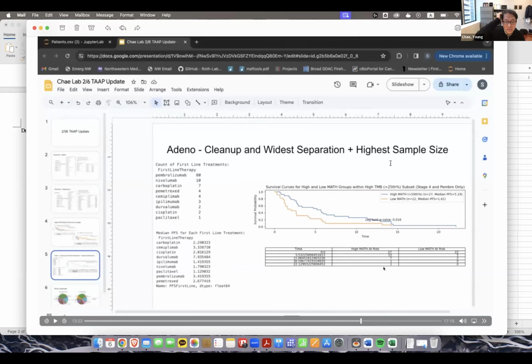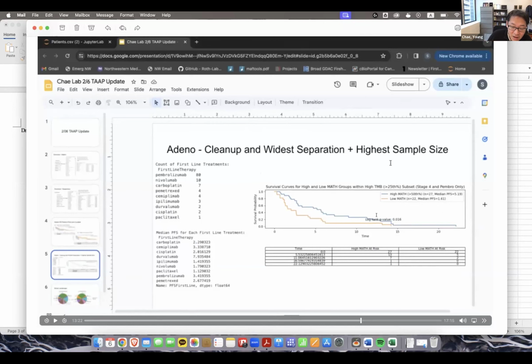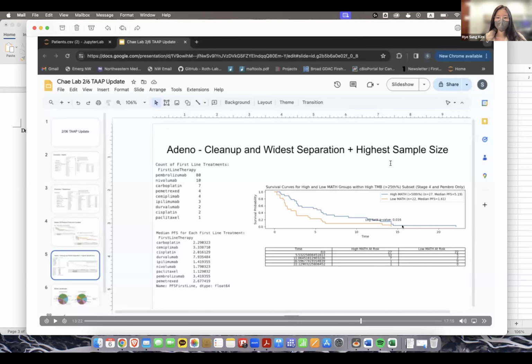So this is the pembro 80 patient data with the high MATH, so high heterogeneity with the median cutoff showing better survival outcome. So it says survival probability and it has median PFS on the left side. And I'm asking you, Haesung, do you know if this is OS or PFS? Is this PFS? This is PFS. Is there any OS graph present?